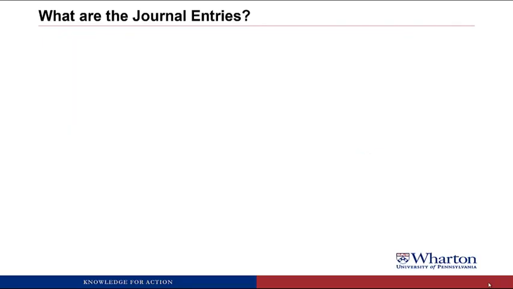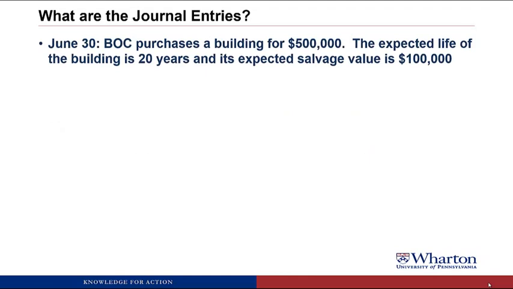Next series of transactions. It's June 30th. BOC purchases a building for $500,000. The expected life of the building is 20 years, and its expected salvage value is $100,000. At this point, we have to account for purchasing the building, but we're not going to do any depreciation yet because we just bought the building. We paid $500,000 cash, so we credit cash $500,000. We received a building, which is an asset, so we debit building for $500,000.